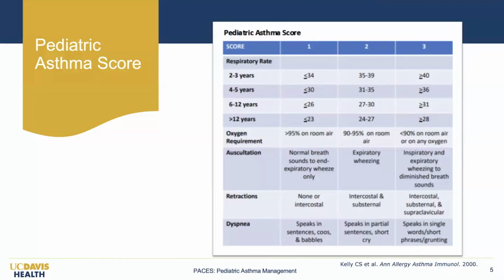They would get a 1 if they have either normal breath sounds to potentially having end expiratory wheezing. They get a 2 if they have clear expiratory wheezing, and I think about that as the kid who has pretty diffuse wheezing that's obvious on your exam. And then finally, they get a 3 if they have inspiratory and expiratory wheezing and also may have diminished breath sounds. I think that is one of the trickiest parts of assessing some of these patients: sometimes these patients are so tight that you hear less wheezing because they're moving less air. And so some of those kids may fall into a 3.